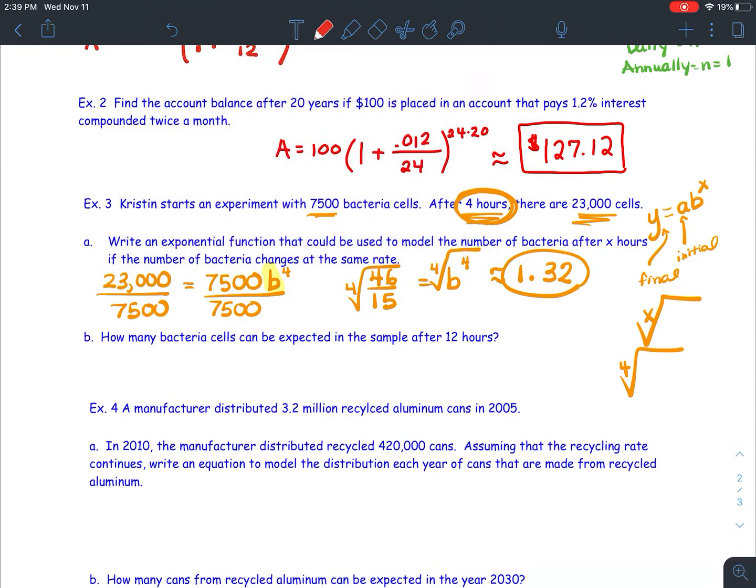Okay, so now I know the B. So I'm going to go ahead and write my equation. Y equals, I'm going to put the initial amount of bacteria, 7,500.